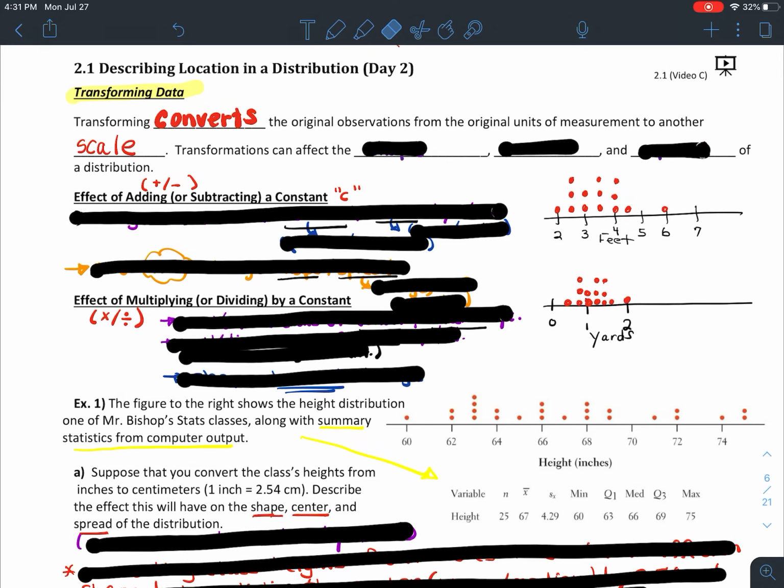Now, here's the catch with this. When you do a conversion like this, your transformations are going to affect the shape, the center, and the spread of your distribution. Okay, and it depends on what transformation is happening. Okay, so let's take a look first of all on what effect either adding or subtracting a constant value to all of the pieces of data in your data set, what effect that would have.